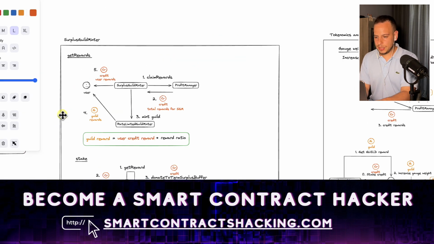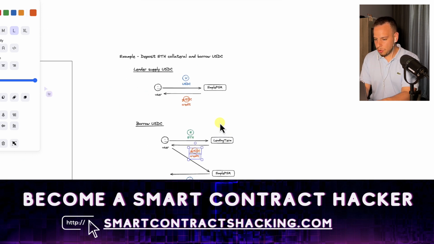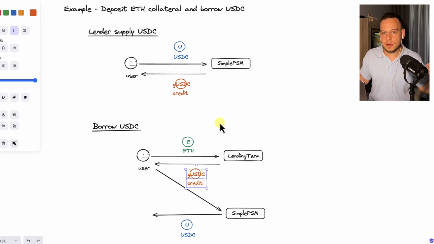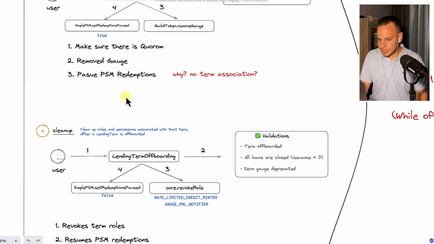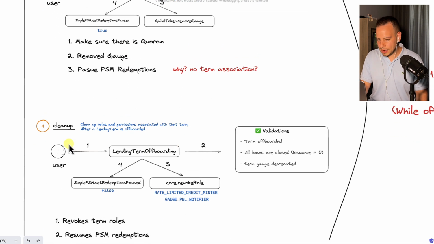So remember that I told you that, okay, you offboarded a lending term, but what about all the open positions, about all the liquidations, about everything that happens inside? You cannot just remove it directly from the system. You need to do some stuff to make sure things don't break, that people don't lose their money. That's exactly what happens between the offboard and the cleanup.